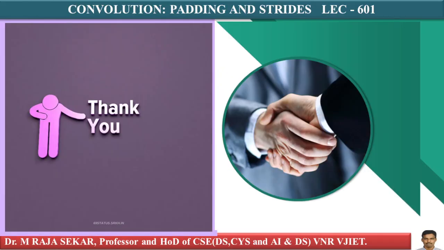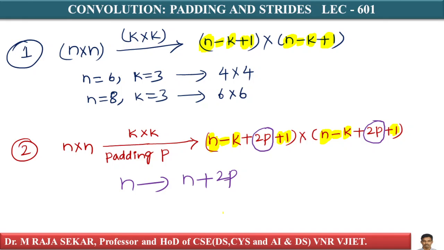Here padding value is 1. For example, if I take my padding value as 1, because I am applying one additional column on left, one additional column on right, and one additional row on the top, one additional row on the bottom, you are padding with 1. So when you pad with p equal to 1, the input image goes from n to n plus 2p, because you are adding one at right, one at left, one at top, and one at the bottom, isn't it?